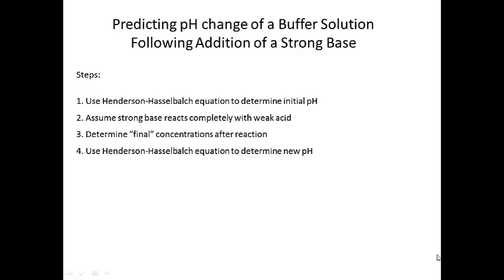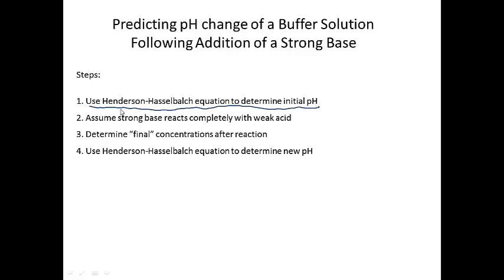Okay, the next thing we're going to look at is what happens when you add a strong acid or base to a buffer solution. How does that change the pH, and by how much? So we're going to look at an example using a strong base. The key is, you want to use the Henderson-Hasselbalch equation to determine the pH before anything happens. You could use an ICE table as well. It gets you to the same place.